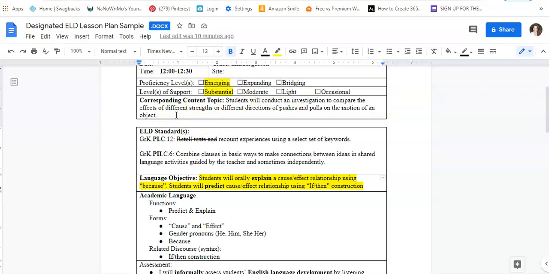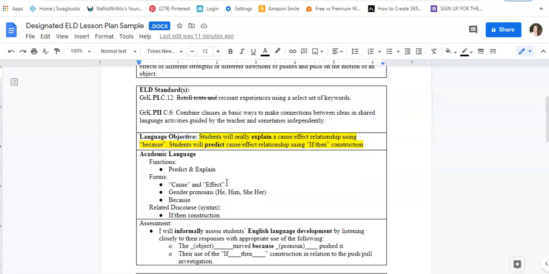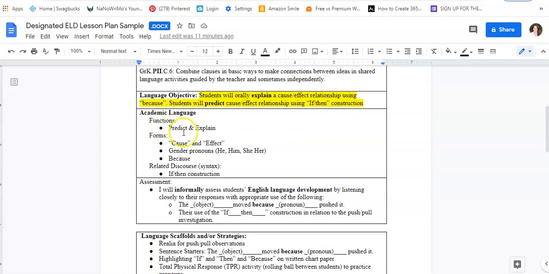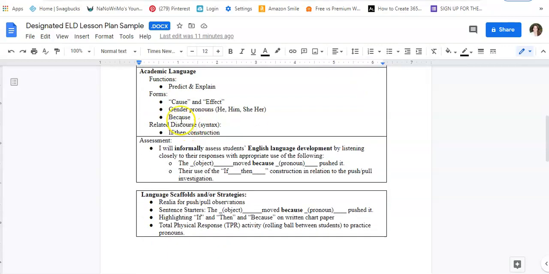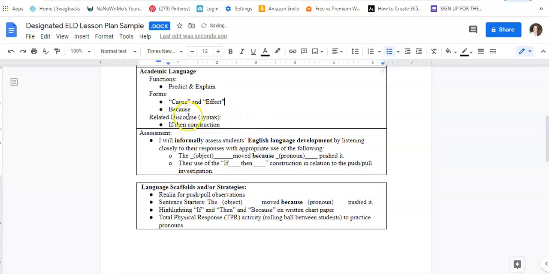So they're going to actually use realia, little objects, and conduct little investigations on pushing and pulling those objects. The main goal, again, though, is the language objective, how they're accurately and appropriately using the language that you have identified. This is just the activity that's going to allow the students to practice their language skills. So down here, you'll see the function for academic language is predict and explain, some of the forms, cause and effect, the gender pronouns. We're not really going to be using that for this lesson. Related discourse, the if-then construction.